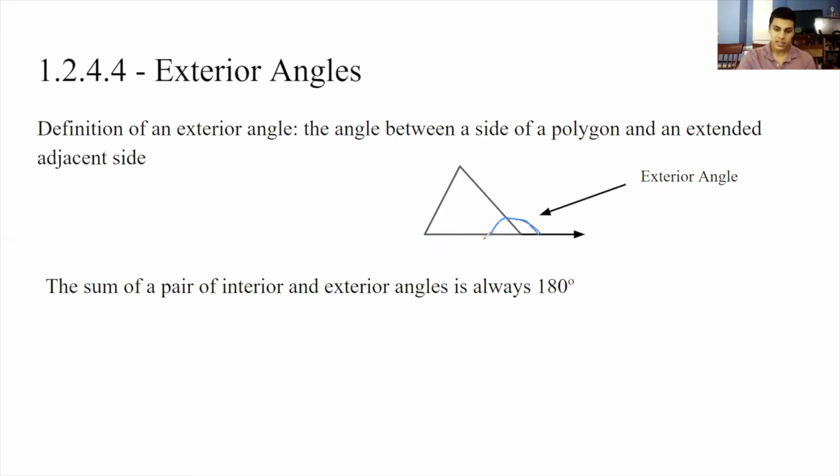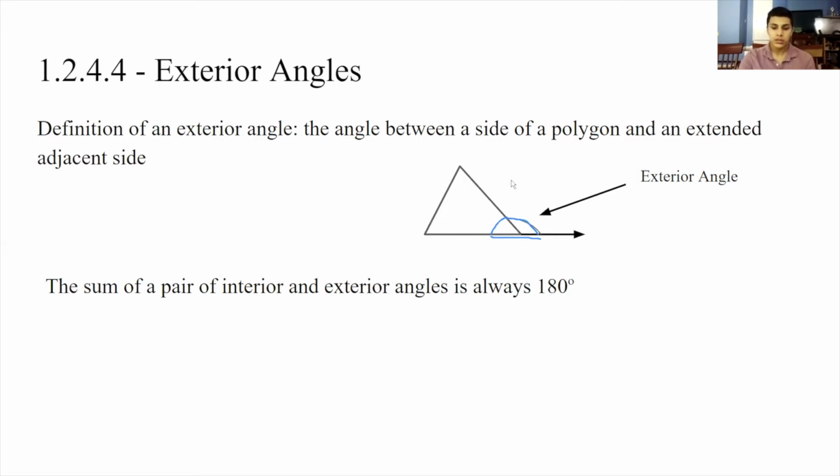And that makes sense, because if we extend a straight line here, we know that this straight line is 180 degrees. It's half of a full rotation, which is 360. And so if this is half of a full rotation, a straight line, 180 degrees, then the two angles on it, which are the interior and exterior angle, have to add up to 180.